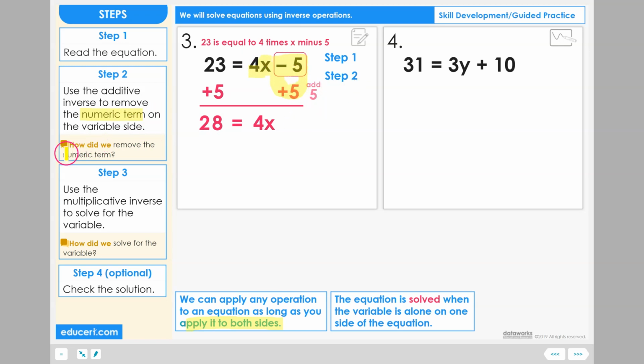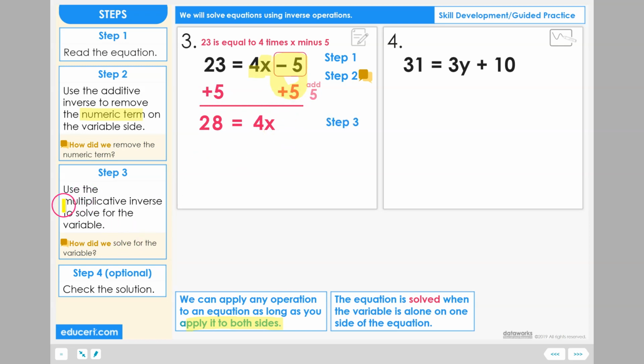So your turn to explain. How did we remove the numeric term minus 5? We remove the numeric term minus 5 by using the additive inverse, plus 5, on both sides.